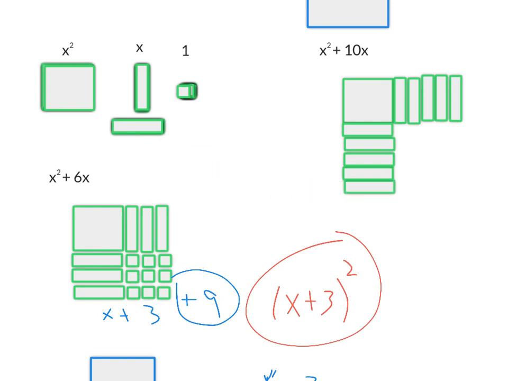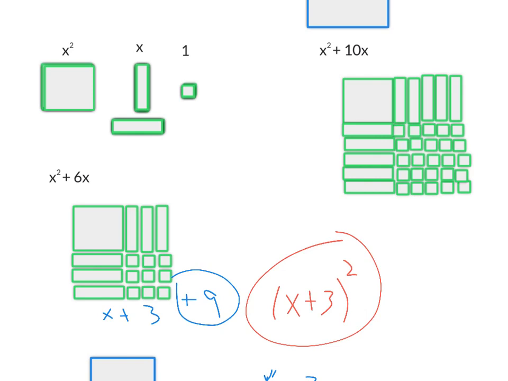Now that I have my 10 x's, I'm going to fill it in with ones until I have a perfect square. Now that I've completed my square, I'm going to count how many ones I had to add. Well, I notice I've got 5 across and 5 going up and down for a total of 25, which means that in order to complete the square, I would need to add 25 to the expression x squared plus 10x.